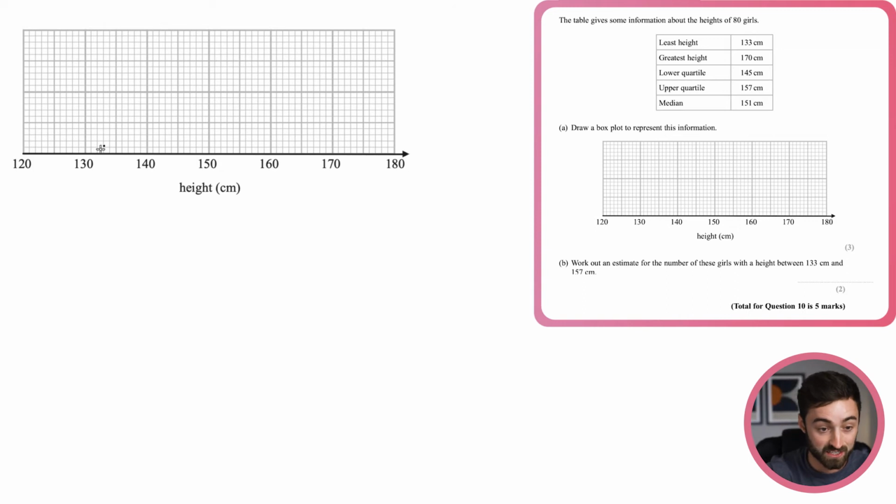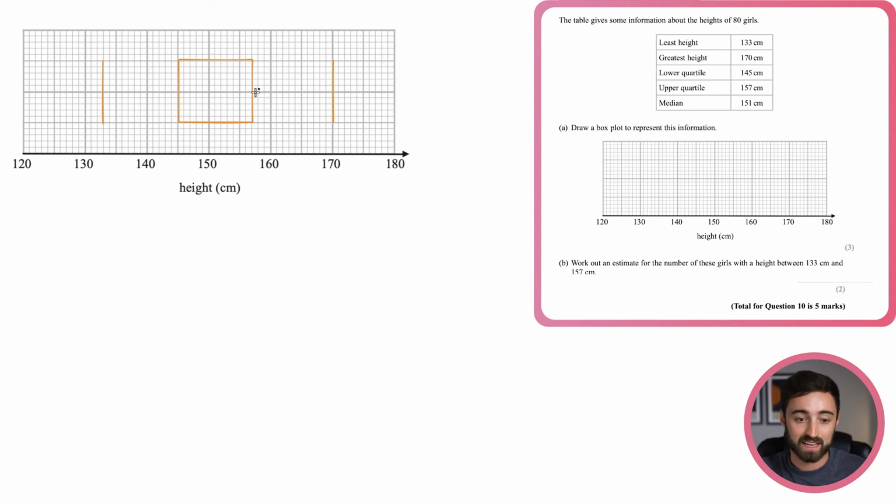So the least height is 133. So that is going to be 1, 2, 3 away from here. So let's do a line here. The greatest height is 170, which is going to be here. And then we're going to have a box in the middle with the quartiles. So the lower quartile is 145, and the upper is 157. So I'm going to do a rectangle encapsulating those 2 values. So 145 is going to be this here. And then 157 is going to be 1, 2, 3 away from that.